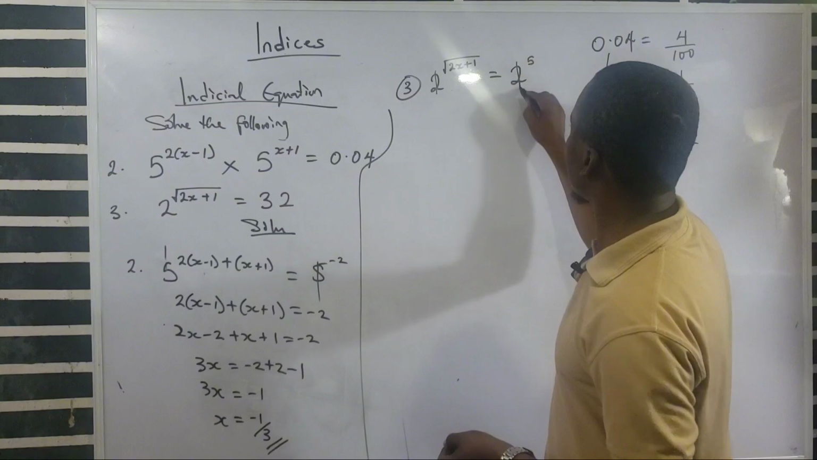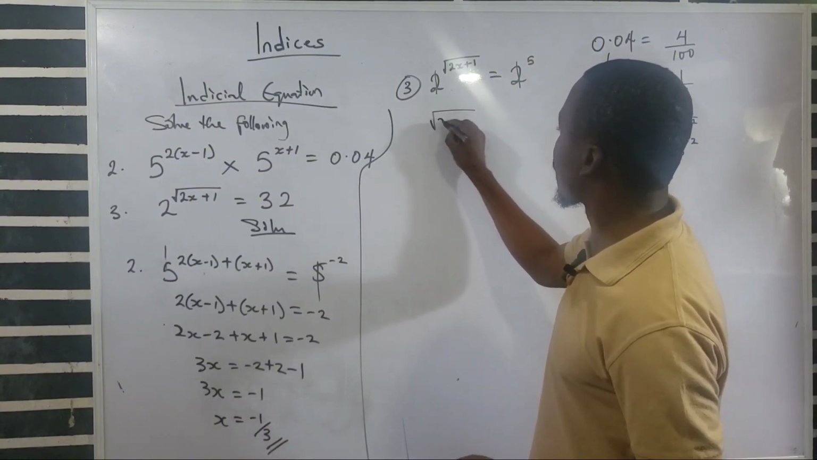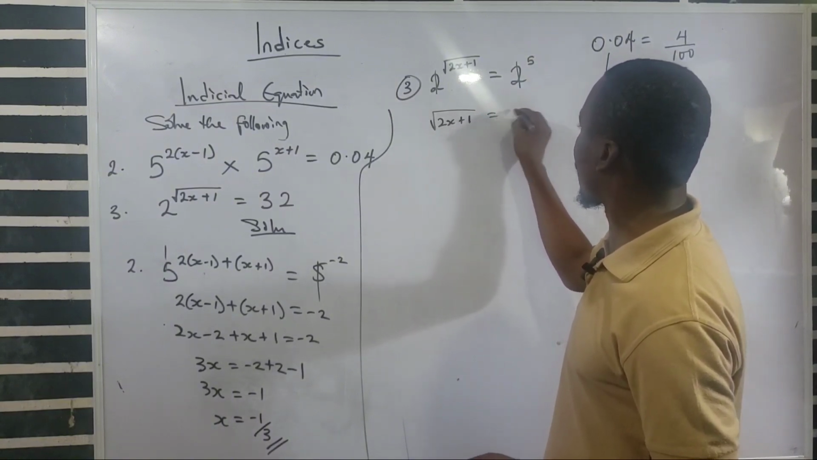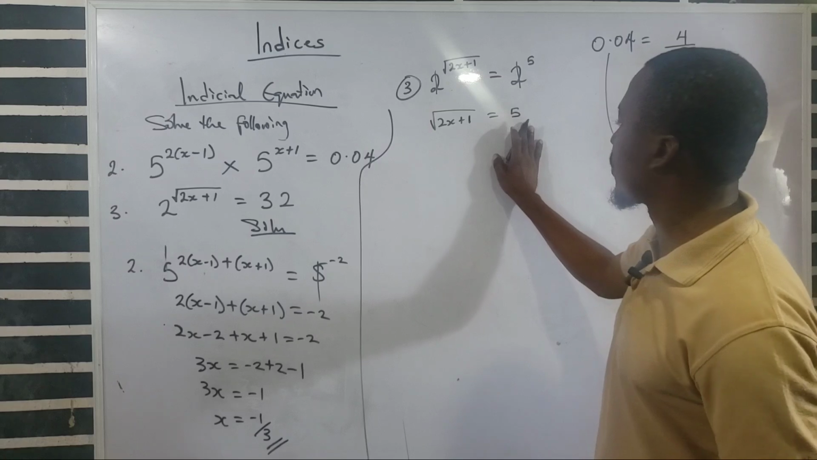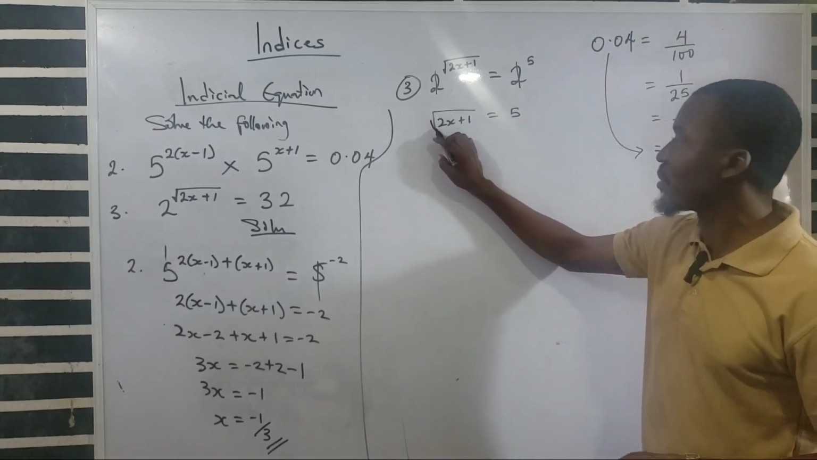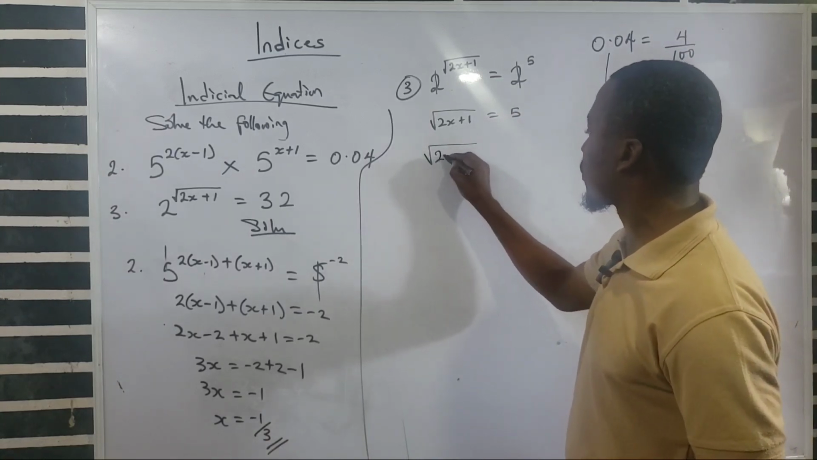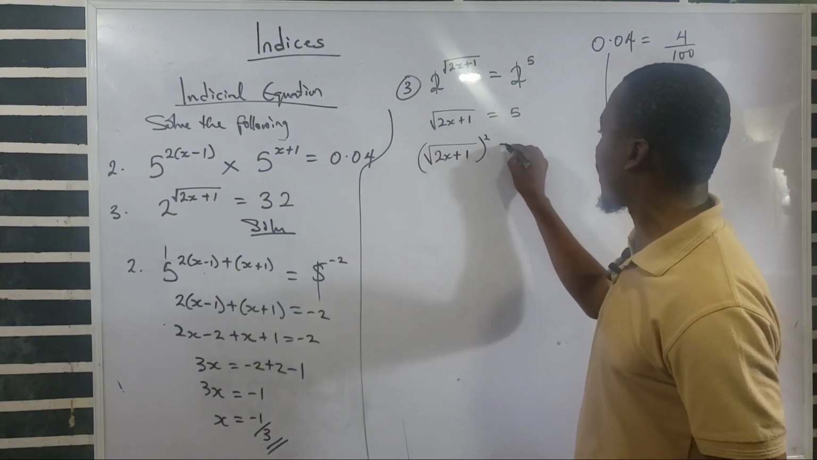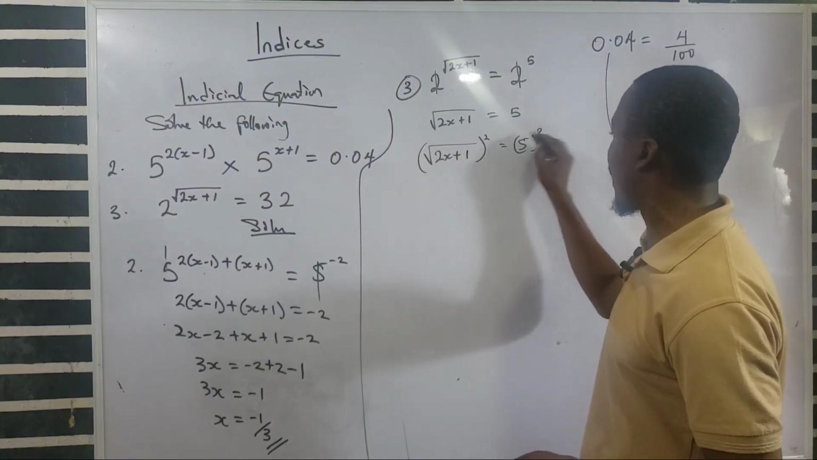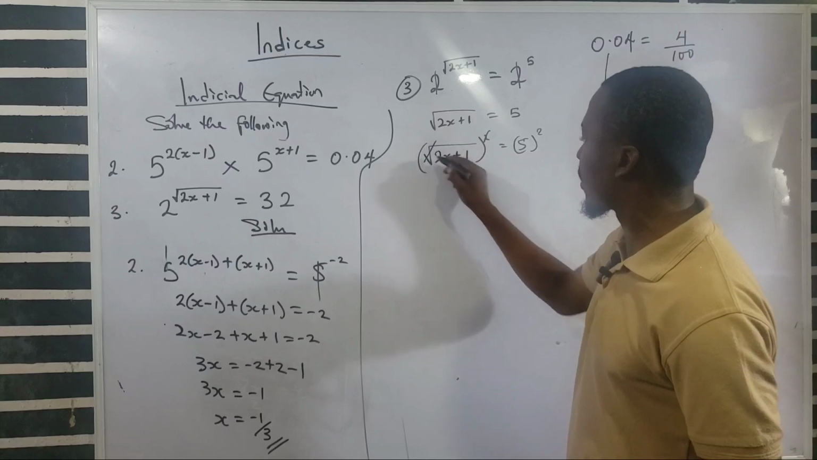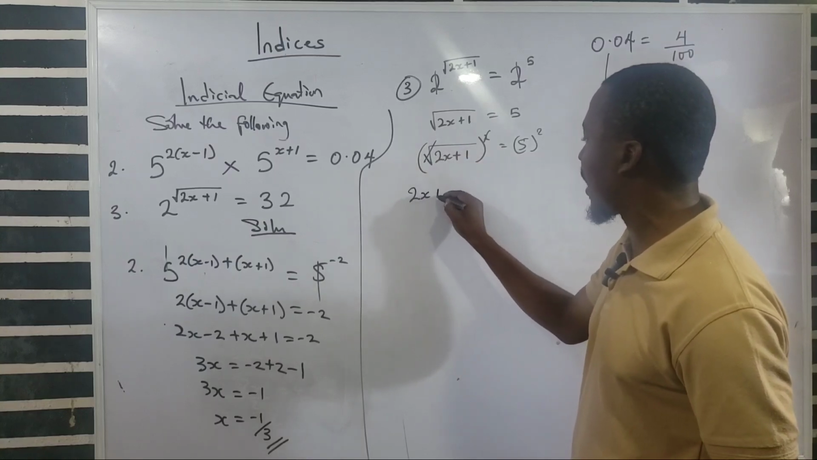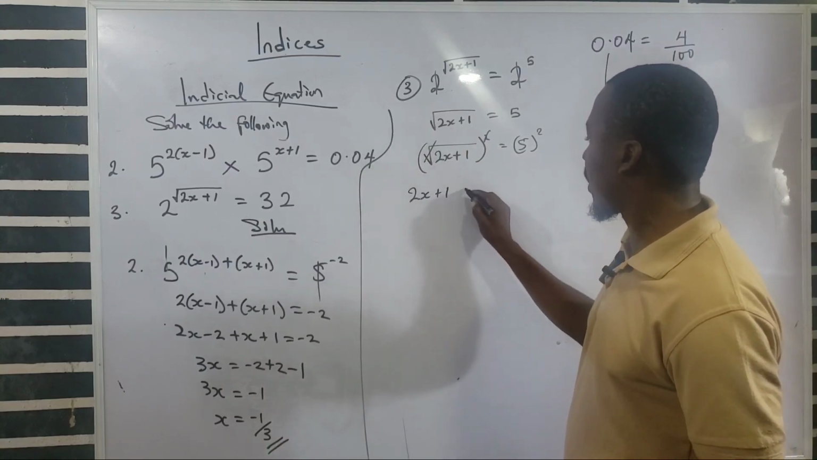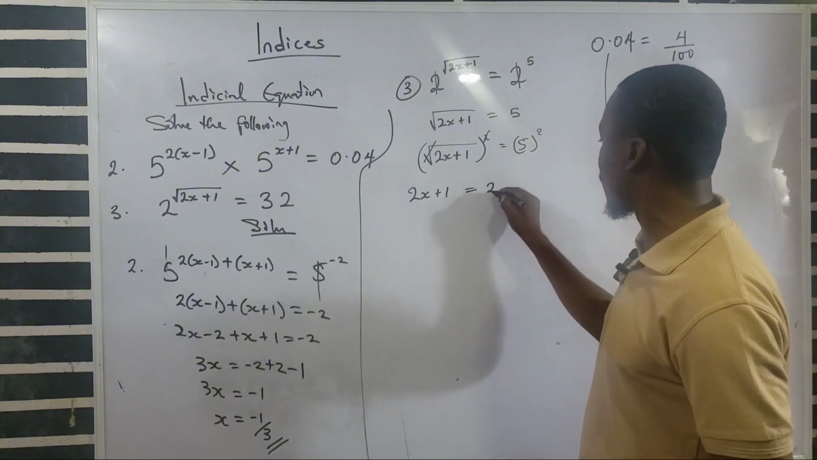So this here will give us square root of 2x plus 1 equals 5. So you square both sides so that you can remove the square root. So I have square root of 2x plus 1 all squared equals 5 all squared. Square and square root will go. I have 2x plus 1 equal to the square of this, which is what?